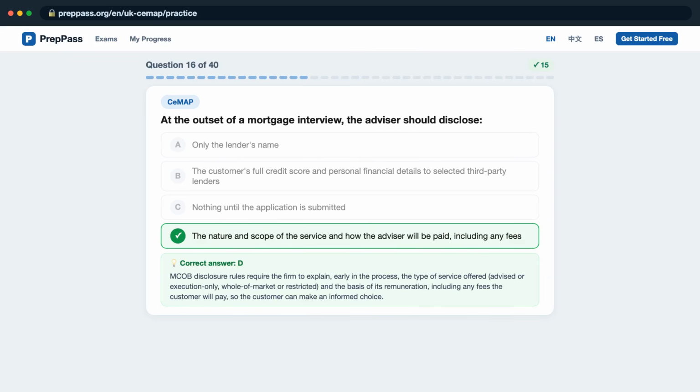The correct answer is D. MCOB disclosure rules require the firm to explain, early in the process, the type of service offered, advised or execution-only, whole of market or restricted, and the basis of its remuneration, including any fees the customer will pay, so the customer can make an informed choice.